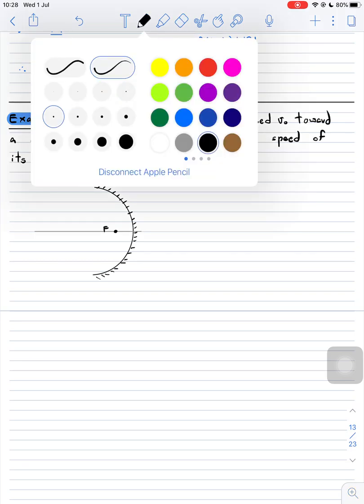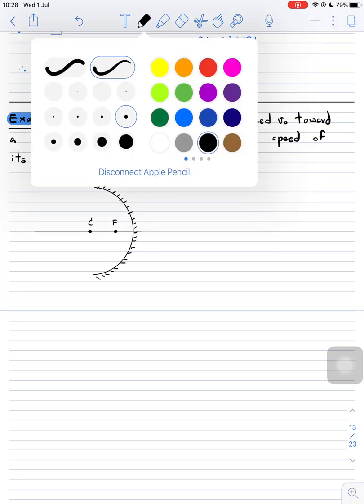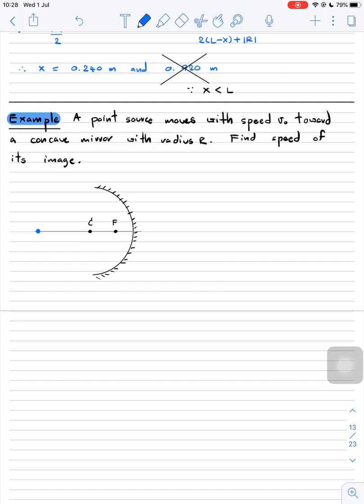Okay, so this is the center of the curvature, C, and this is the focal point F. Okay, so now if we have a point source, the point source is moving towards the concave mirror with the constant speed, let's say equal to v0.